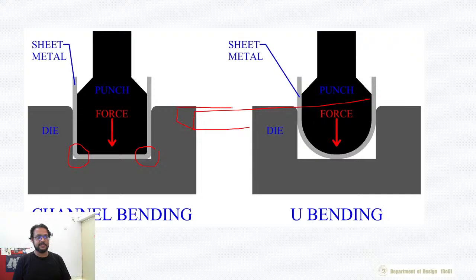Okay, something like this, using this process. The punch has a certain shape and the die has a certain shape, it comes down and you get the bend. Similarly, in this same kind of arrangement, if you use a punch which has a curved shape, you can get U bending done. Okay, because this particularly happens because of this clearance over here.